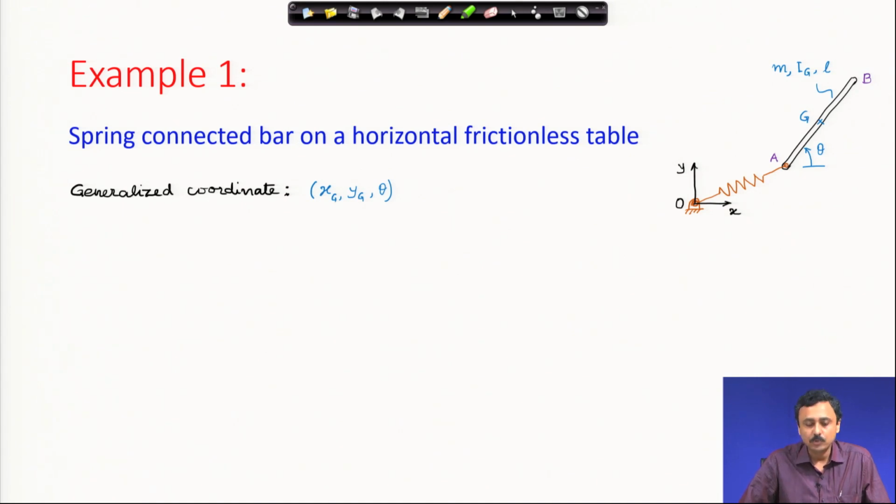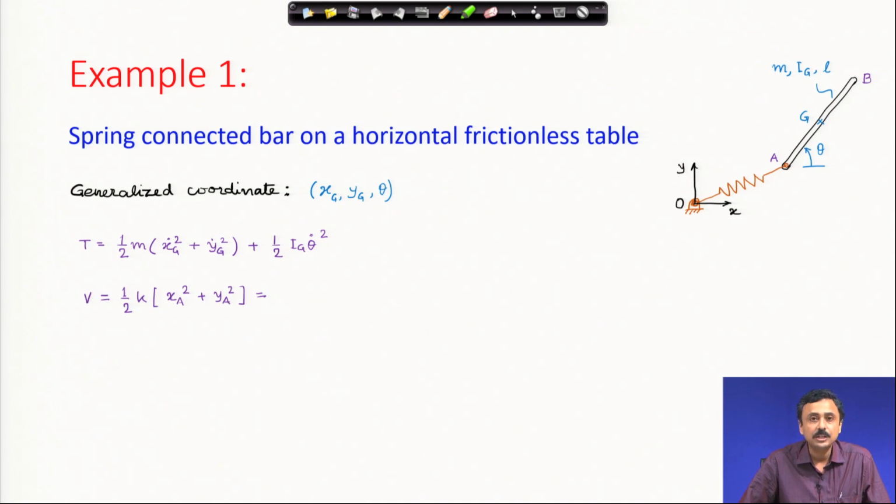For this bar, the generalized coordinates are 3: the positional coordinates of the center of mass, x g, y g, and the orientational coordinate theta, which is measured from the x axis. The kinetic energy of the bar can be written like this: straightforward, half mass times the velocity of the center of mass square, so the kinetic energy of the center of mass, plus the kinetic energy of rotation about the center of mass, half I g theta dot square. That is the kinetic energy.